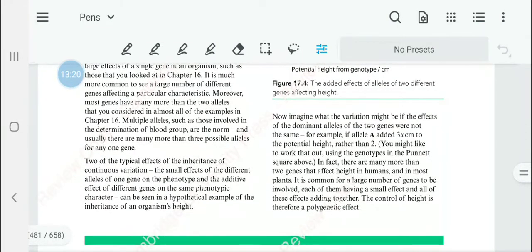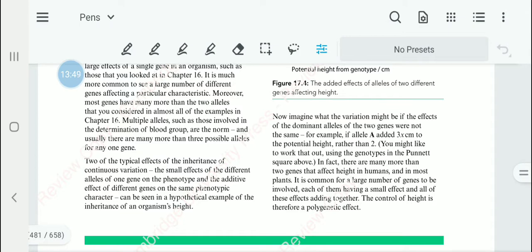So if the dominant alleles of the two genes were not the same, for example, if allele A added 3x centimeters rather than 2x, then the result would be much more different.